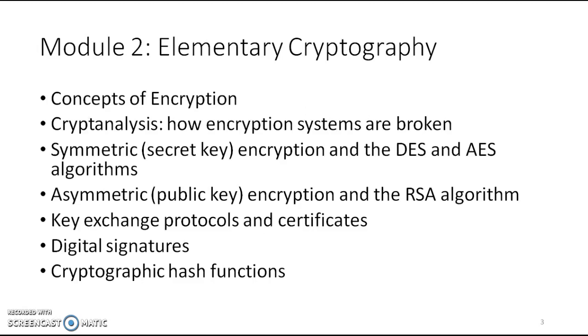Asymmetric is called public key, and in public key you need two keys. One is called the public key, which is available to all people, and it is used for encryption. Another is the private key, which is only with the person for whom the message is intended. The example for asymmetric public key encryption is RSA. RSA is named after the three mathematicians or scientists who invented this algorithm.